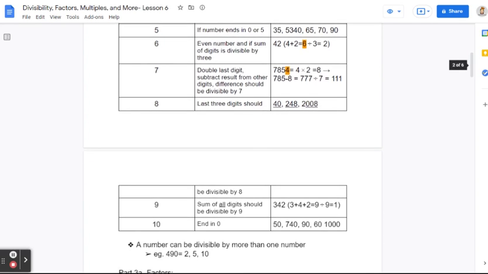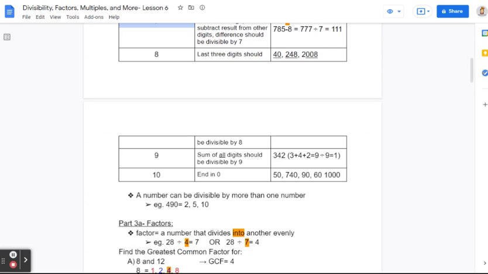For 7, it's a little more complicated, it has more steps to it. So let's take a number such as 7,854. We're going to double the last digit, meaning 4 is going to be multiplied by 2 to give us 8. Now we're going to subtract that result from the other digits, meaning 785 minus 8. And that gives us 777 divided by 7, and that's 111. So therefore, the initial number we started with, which was 7,854, is divisible by 7.